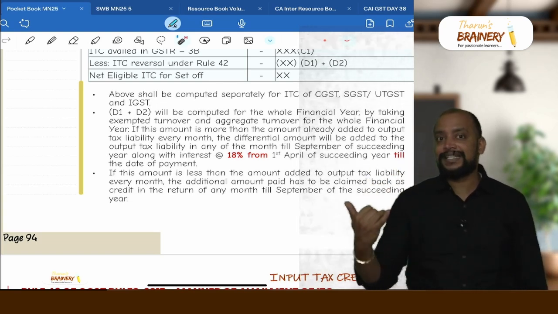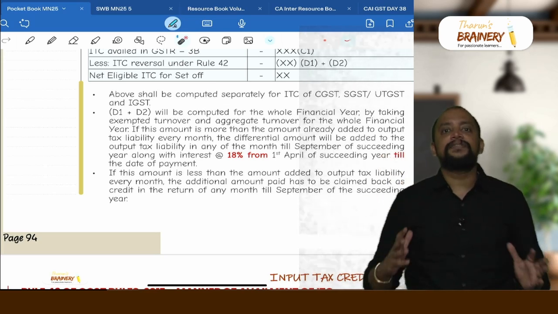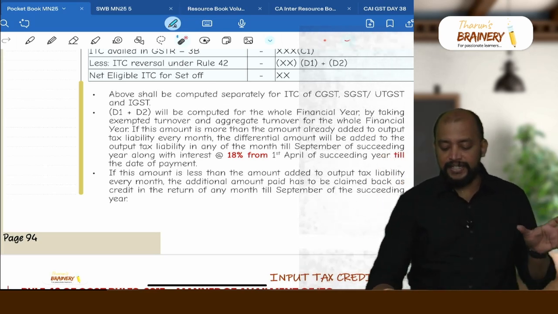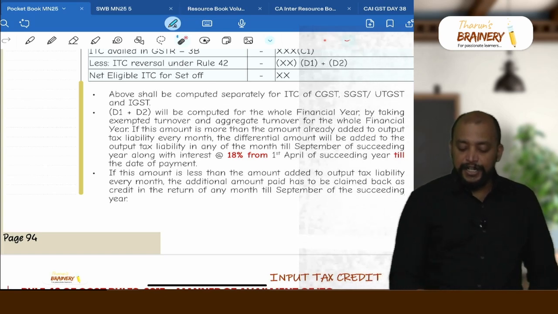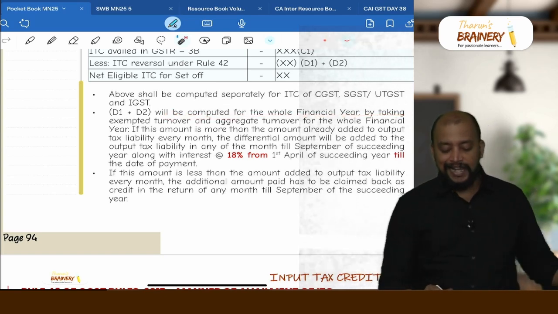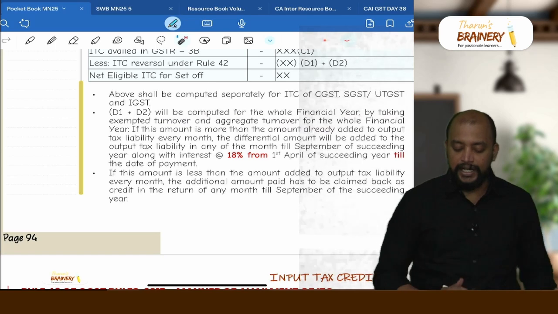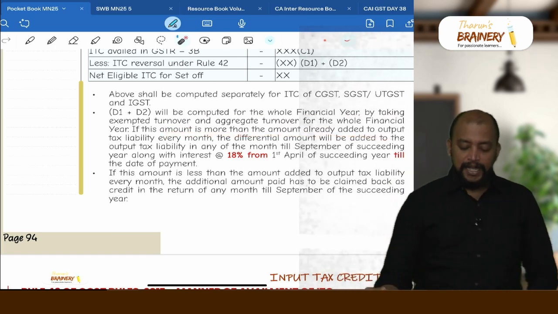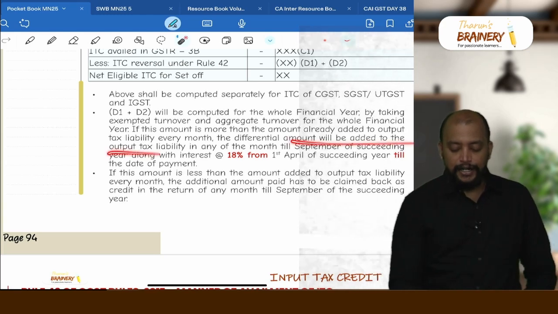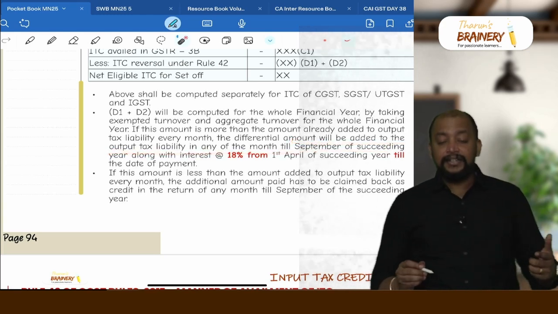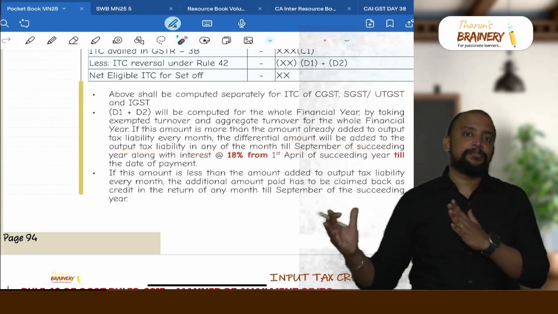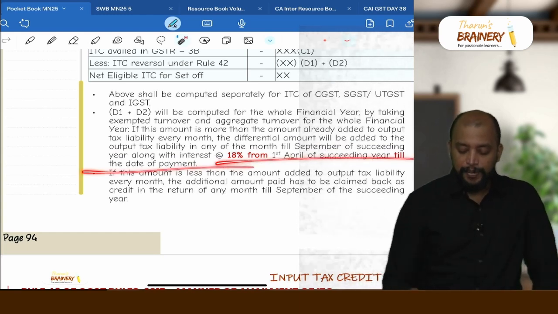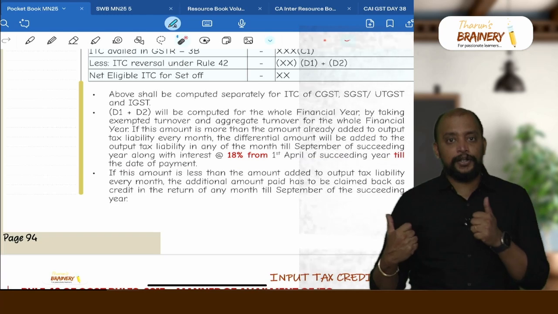So from 1st April of the succeeding financial year till the date of actual reversal of the difference, we need to compute interest at the rate of 18% per annum. D1, D2 will be computed for the whole financial year by taking exempted turnover and aggregate turnover for the whole financial year. If this amount is more than the amount already reversed, then the differential amount will be added to the output tax liability in the month till September. So the maximum time limit is September, by which we need to pay off the difference along with interest at the rate of 18% from 1st April of the succeeding financial year till the date of reversal.